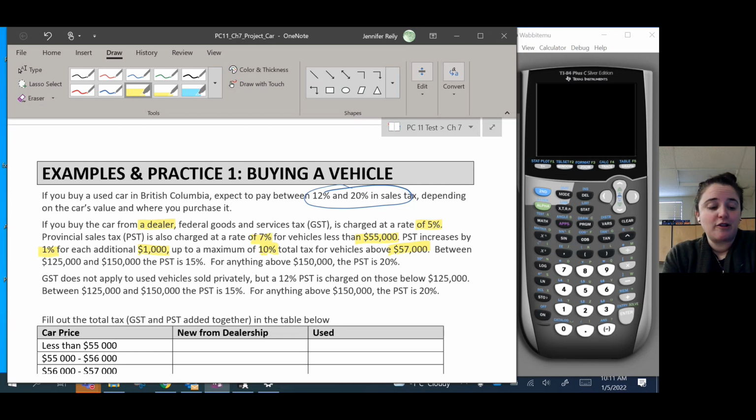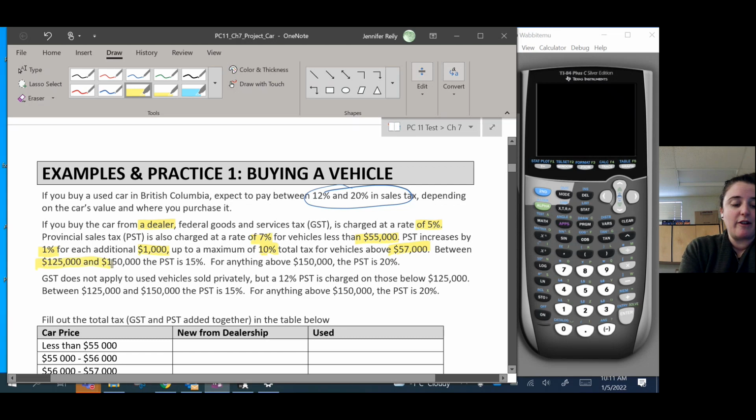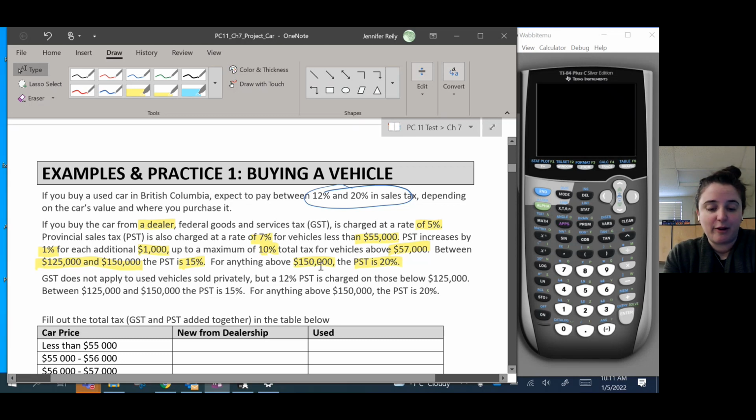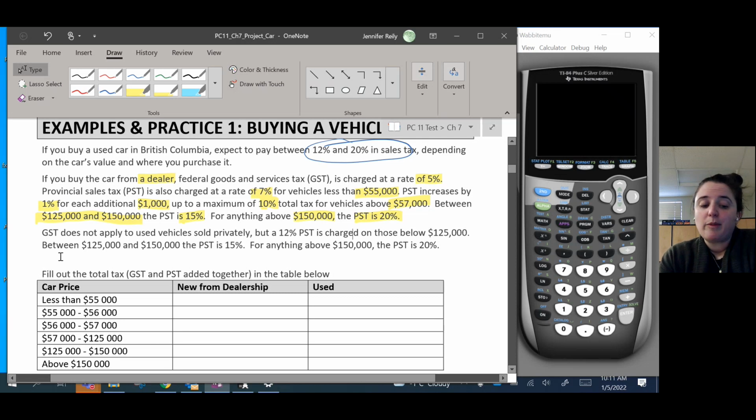If you have a very, very luxurious vehicle between $125,000 and $150,000, then the PST is going to be 15% in addition to the GST. And then anything above $150,000, the PST is 20%. Okay. Probably in here, none of you will be buying a car that expensive, but you never know. If you're buying a used vehicle sold privately, PST is charged, but GST is not charged. You just pay 12%. As long as you're buying a used vehicle less than $125,000, and then if above that, you pay 15 or even 20.